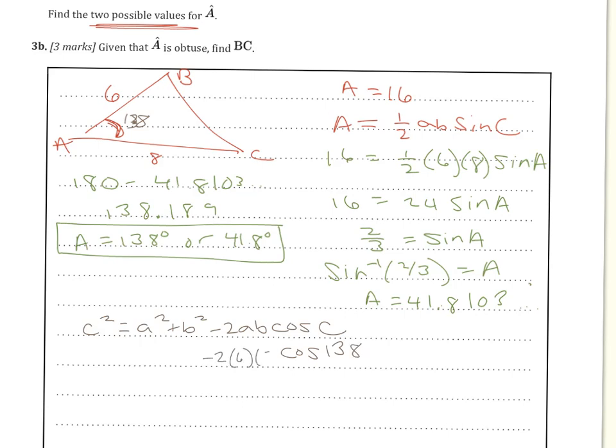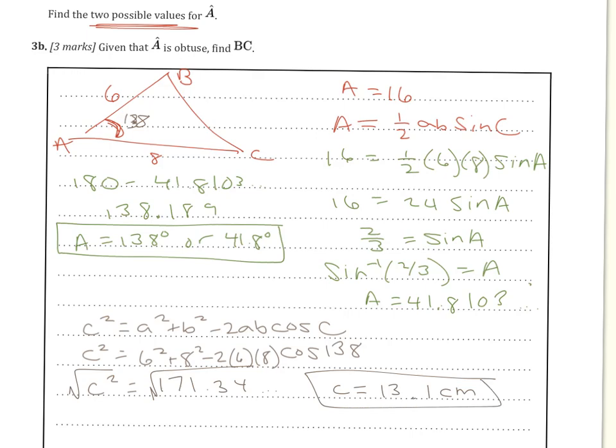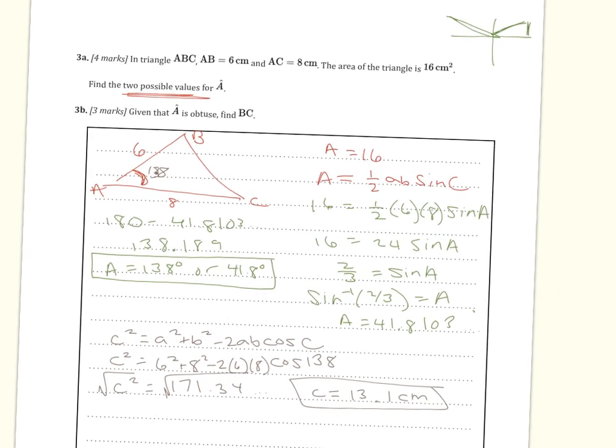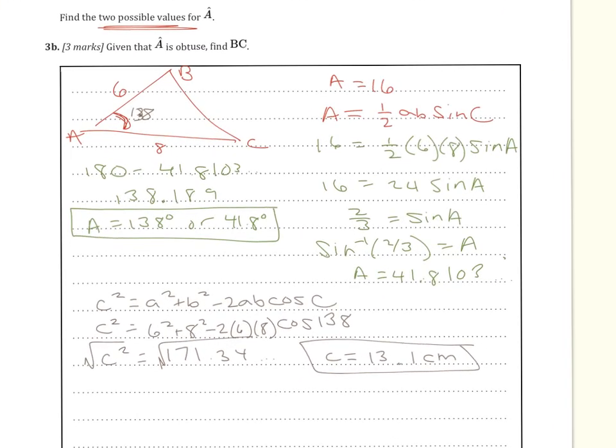The other two sides are 6 and 8, and then we are going to solve for C. So we get C squared equals 171.34... Take the square root of both sides, and that gives us that C, rounded to 3 sig figs, is 13.1. I think the units were centimeters, but I'm going to double check. Yes, centimeters.